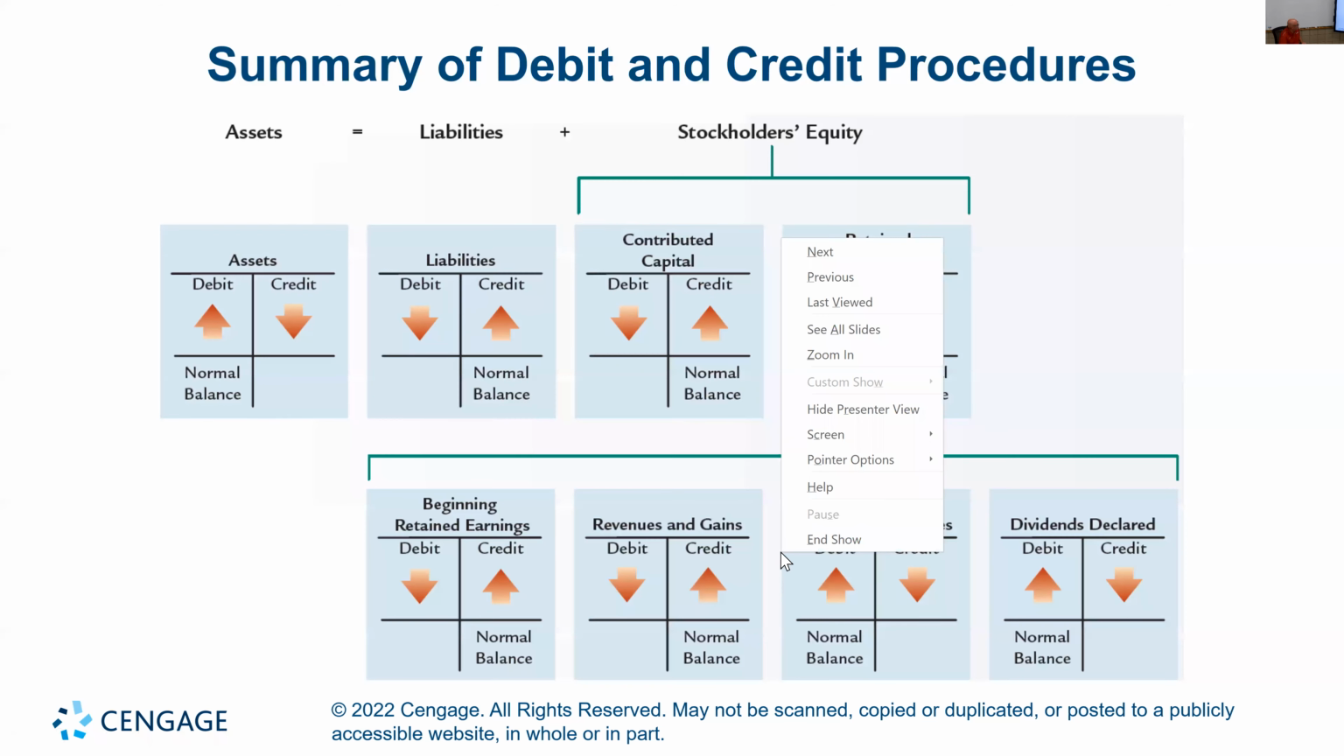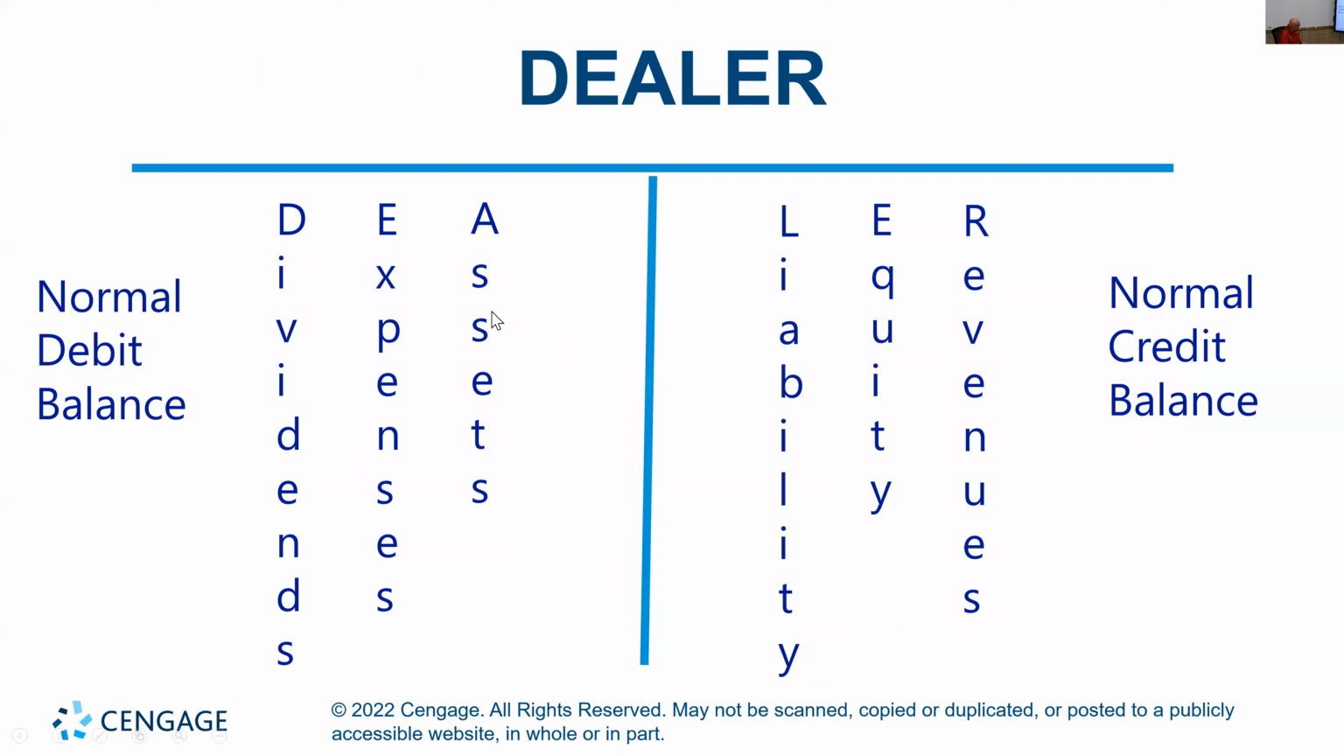But really, if you remember this acronym here, DEALER: dividends, expenses, assets, normal debit balance. They go up with debit entries, down with credits. Liabilities, equity and revenue, normal credit balance, meaning they increase with credit entries and go down with debit entries.